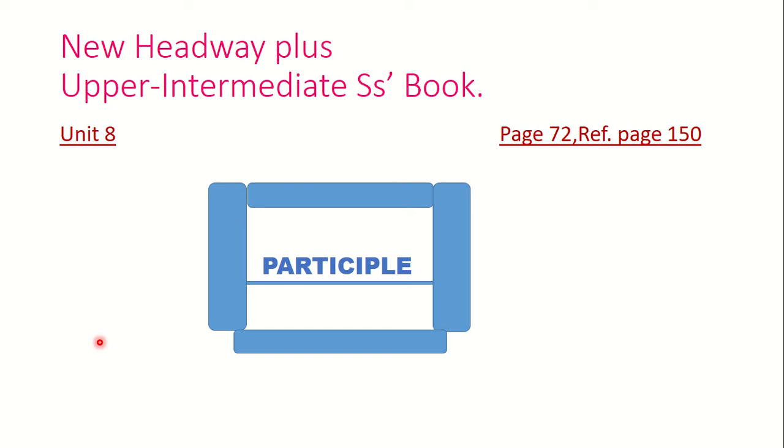We're on Unit 8 of Students' Book. It's pre-intermediate New Headway Plus series. In Unit 8, we're on page 72. This page also refers ahead or forward to page number 150, to the grammar references in the student books. And the grammar item we're going to talk about in this video is participle.